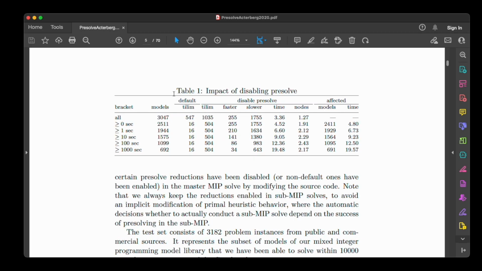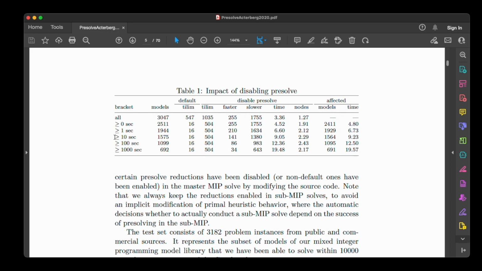Okay, so here is the impact of disabling pre-solve. This is how they demonstrate the effect of overall pre-solve reduction. They have over 3,000 models, and they measure all these things: how many of them reached the time limit and could not be solved, how many were faster or slower, what the time ratio was, what the nodes ratio was, how many models were affected, and the time for the affected models, everything.